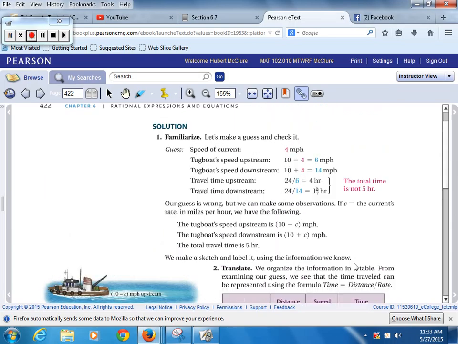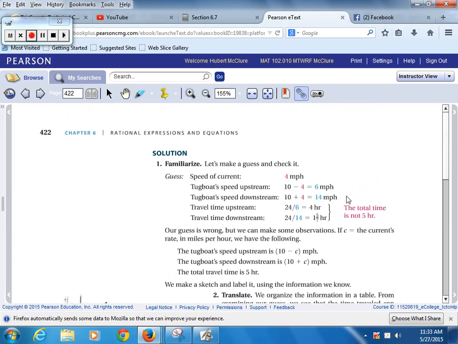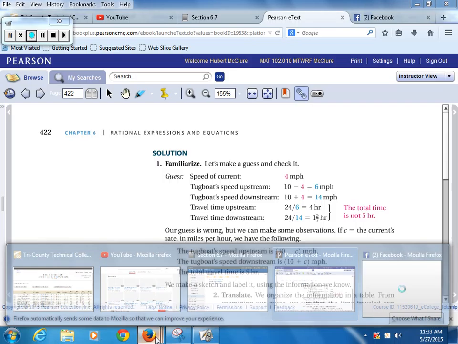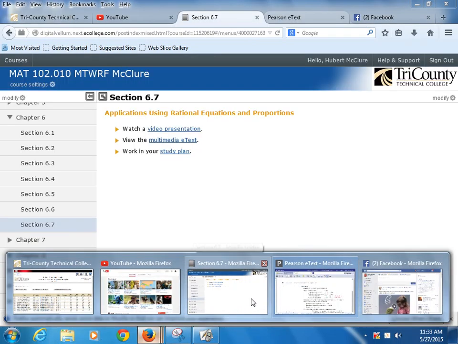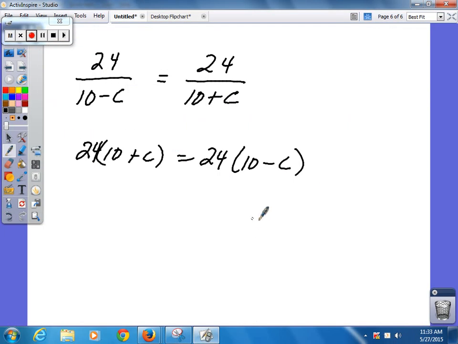Now, there's one other thing that I forgot to tell you before we start solving this. The 5 is still part of the problem. Let me ask you a question. The total time that it took is what? 5 hours. That still should be a thorn in your side. You've got to take these two problems and somehow equal 5 hours. So what can you do?